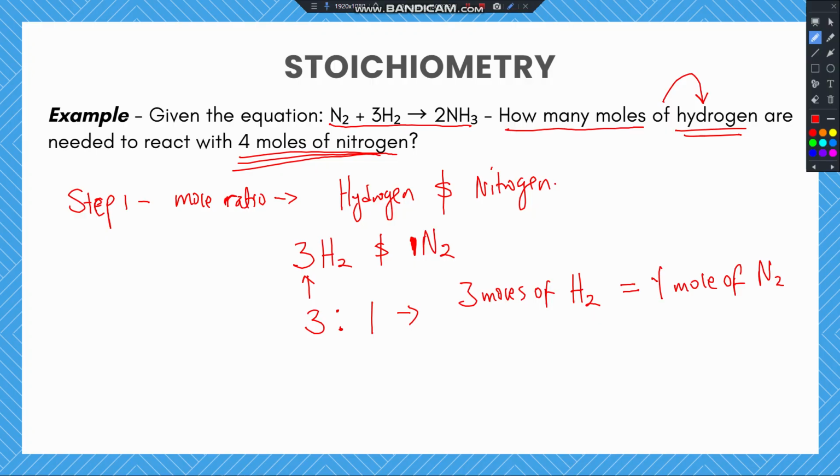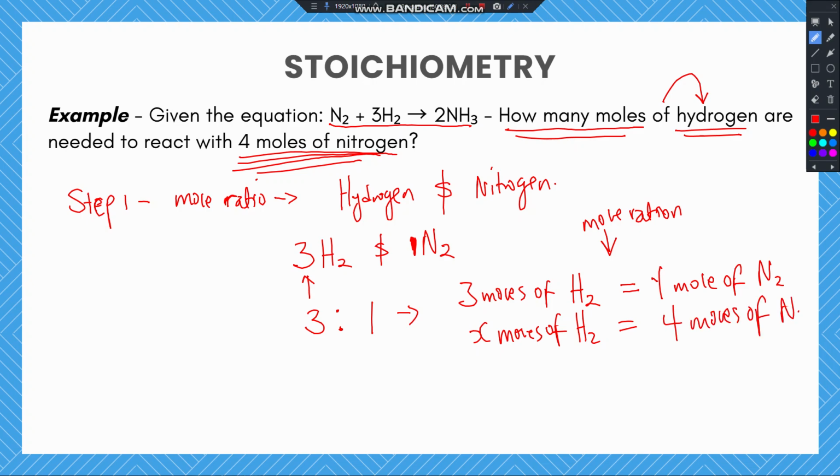So now that we have written the mole ratio over here, the next thing to do would be to put in the question, how many moles of hydrogen? So we'll say X moles of hydrogen, H2, will be needed to react with, from the question it says 4 moles of nitrogen. So we have 4 moles of nitrogen, N2.